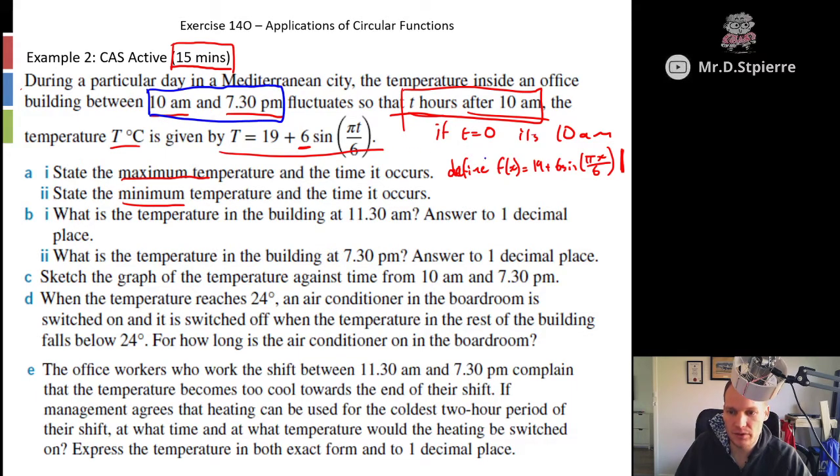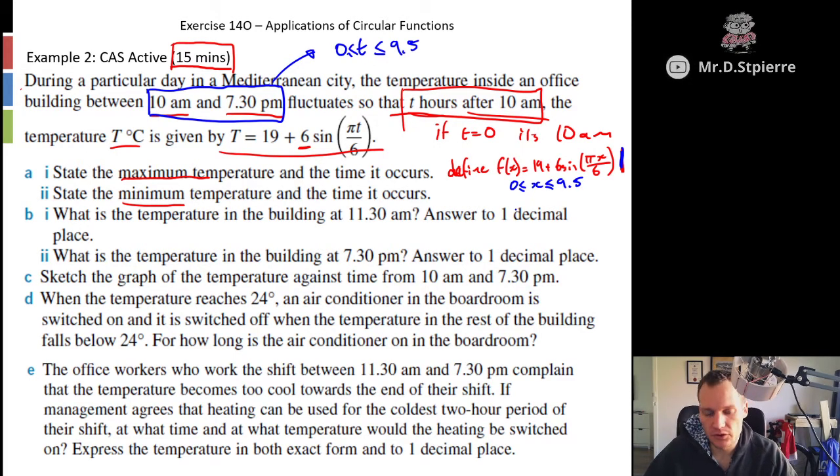and 7:30 p.m. So we know our time, t is between 0 and, to go to 7:30, that would be 9.5 hours later after 10 a.m. So I would put this given symbol in, and I'm just going to have to write on the next line and write exactly that. 0 ≤ x ≤ 9.5. Why would I do that?